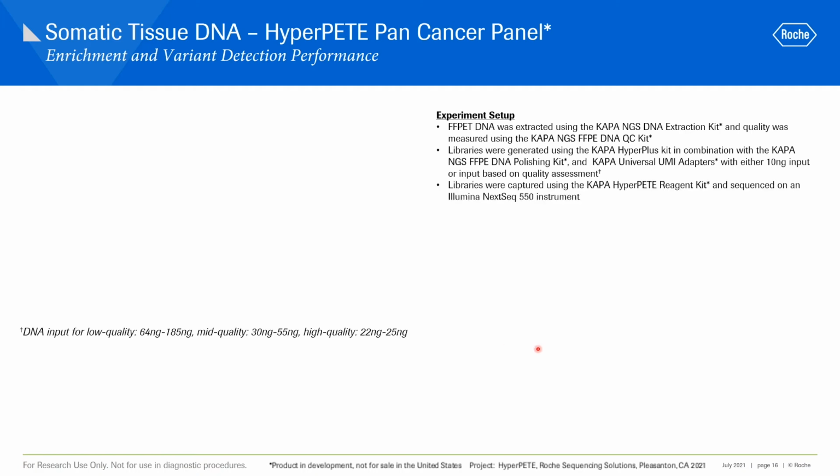Libraries were captured using the Kappa HyperPETE reagent kit in the panel that I described earlier and sequenced on an Illumina NextSeq 550 instrument. Reads were subsampled to 30 million paired end reads and analyzed using Navify mutation caller to assess enrichment and variant detection performance.